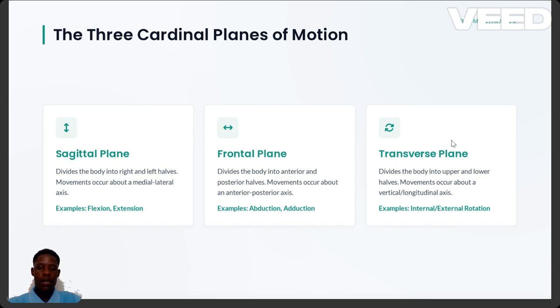The second one is your frontal plane. It divides the body into anterior and posterior halves, and movement occurs about an anterior posterior axis. This is like your abduction and adduction. And then the third is your transverse plane. This divides the body into upper and lower halves, and movement occurs about a vertical or longitudinal axis. This includes your internal and external rotation.